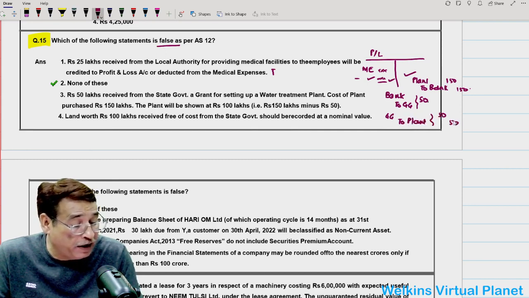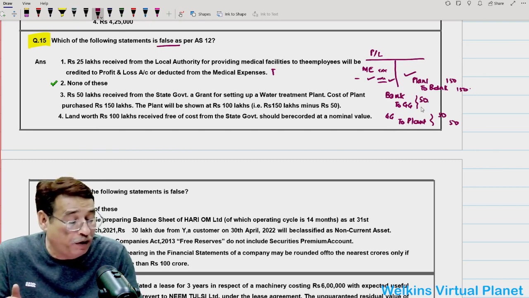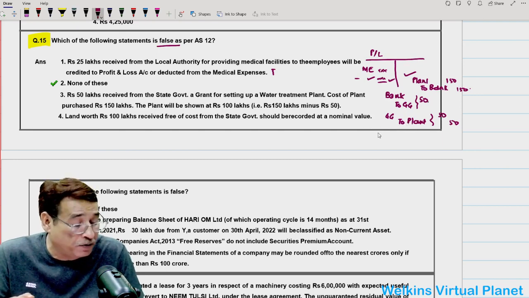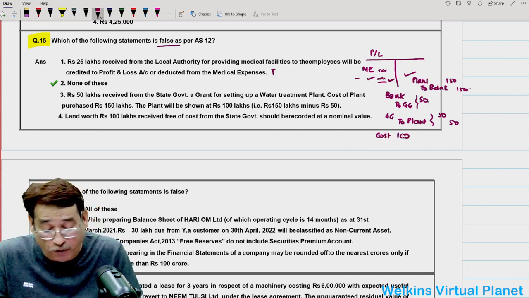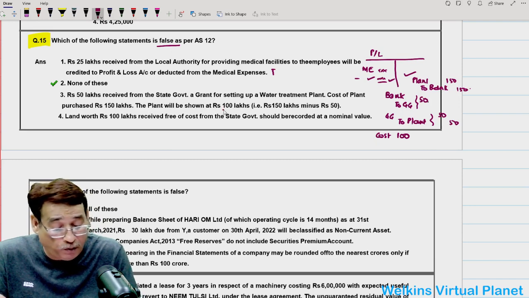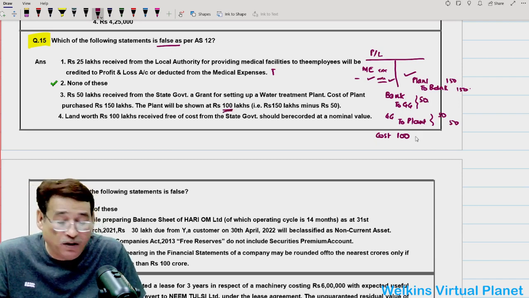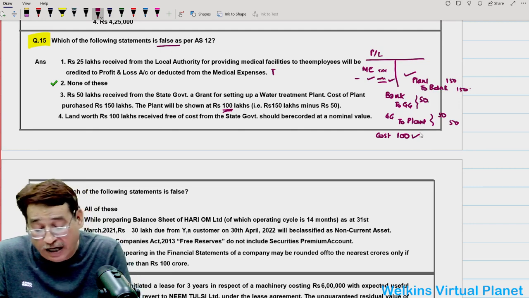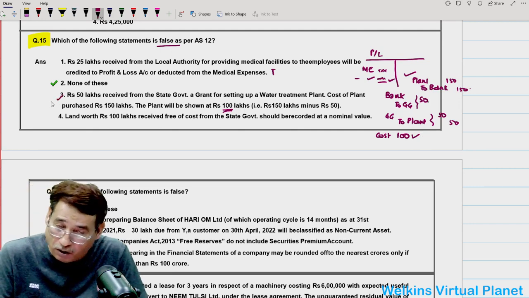50-50. So when I credit it to the plant account, what will happen? The cost of the plant will get reduced. Now the cost of the plant will be 150 minus 50, that is equal to 100. So the plant will be shown in the books at 100 lakhs without any doubt. So you are going to reflect it at 100 lakhs. So again, this particular statement is also correct.